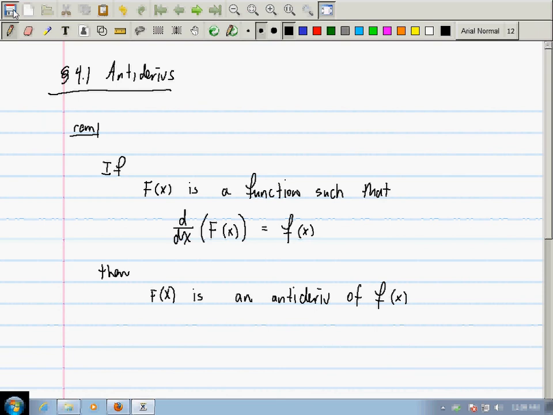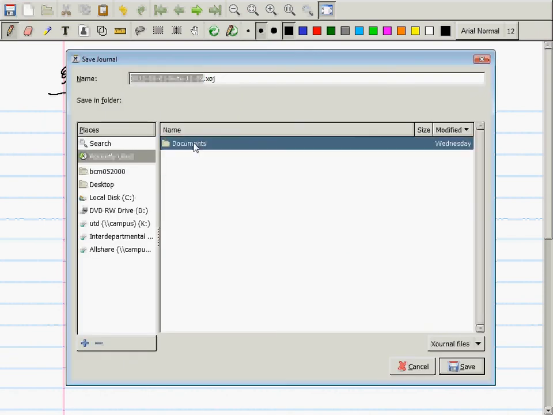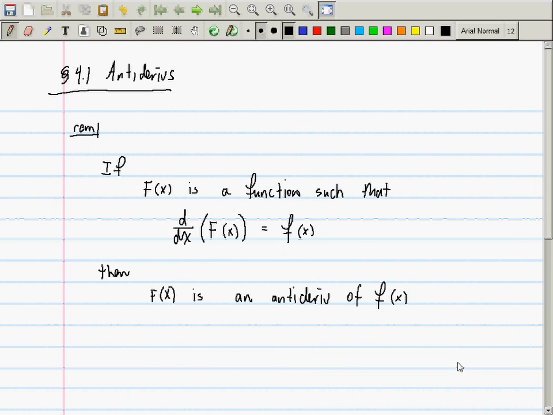Right, so now we're taking the sentence that we've usually been saying and we're going to pronounce it in the opposite order. Previously the question was, okay, how about if I give you the function x squared? What's the derivative of x squared? 2x. So you can say the derivative of x squared is 2x. That's what we've been saying up to now. Now what we're saying is that x squared is an antiderivative of 2x.